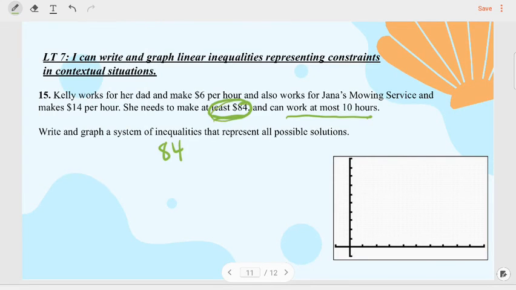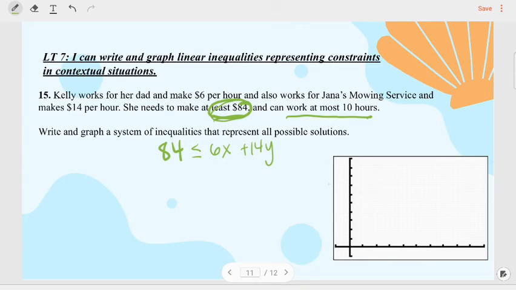It says at least. So remember, at least would mean that's my bottom amount that I want to work. So going back to elementary school, the alligator mouth cannot be eating the smallest amount. So less than or equal to, what makes up that $84? The $6 she makes from Dad, we're going to use that X, plus the $14 she makes from Jana, Y.